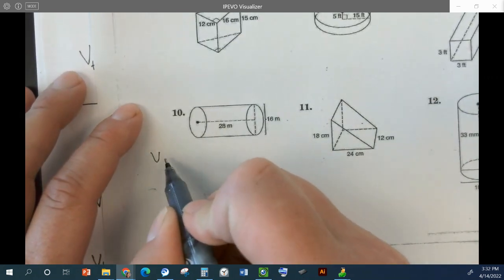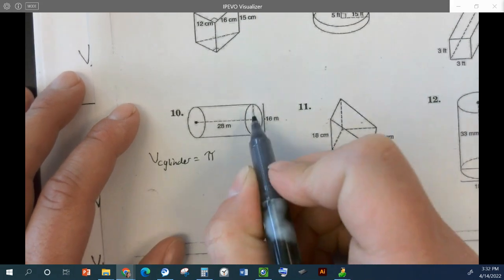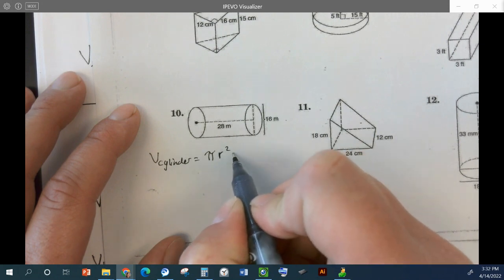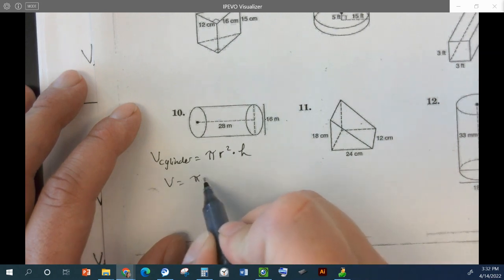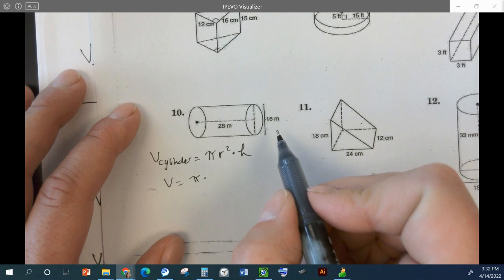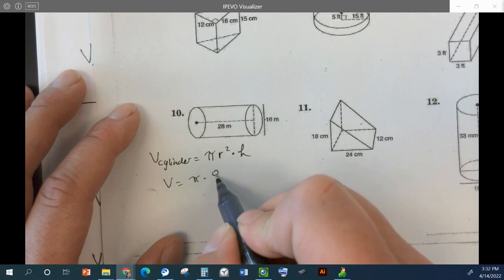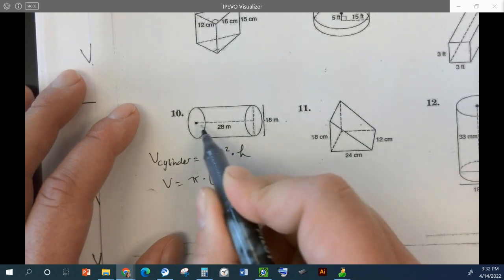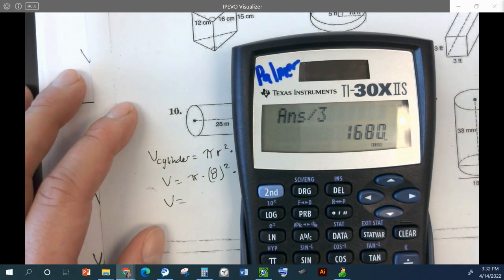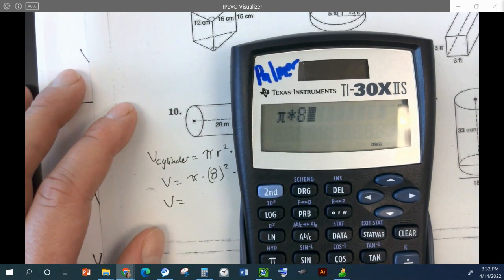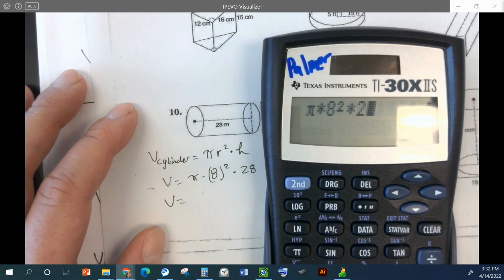So the volume of a cylinder is the area of the circle, so pi times r squared, and then just multiply by how deep it is. So volume here would be pi times, what's the radius? Good, so we take half of 16, perfect. So 8 squared times the height, which is 28. And then we just plug that into our calculator. So pi times 8 squared times 28. I'm trying to find the number under my calculator.